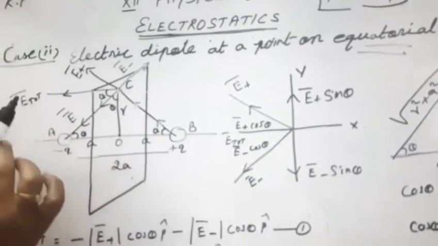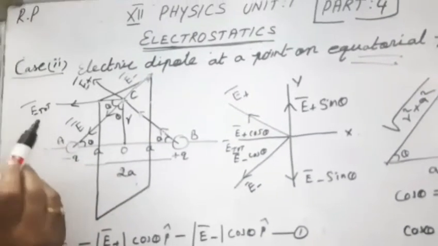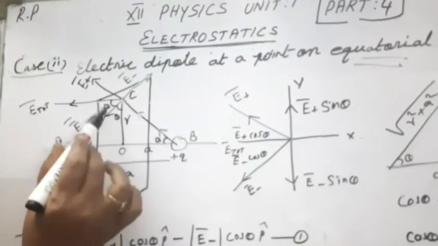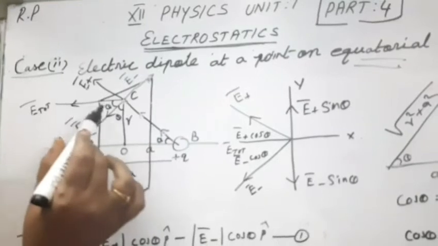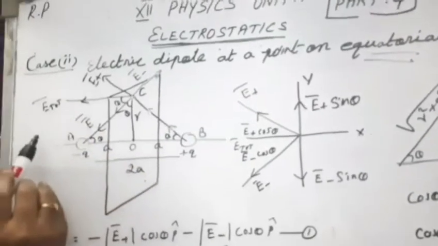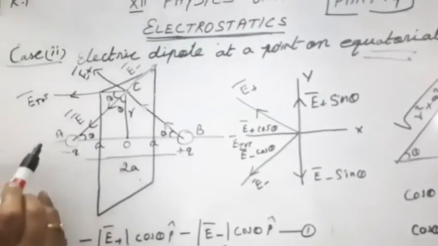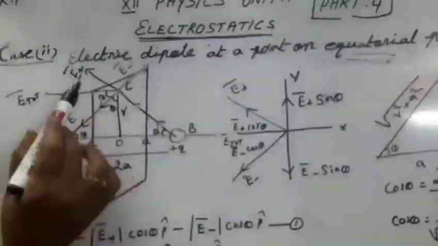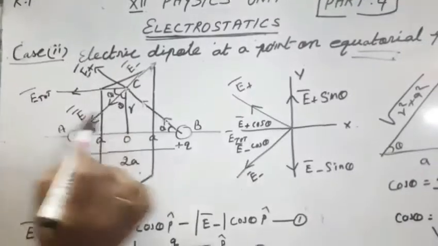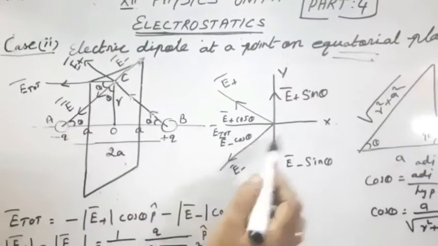Now we can take this as theta and this as theta. So here one parallel line is there, so here theta means here also the theta value we have to consider. Now these lines, that is E plus bar, E minus bar and E total bar, I will draw separately here. Here x axis, y axis, like that.